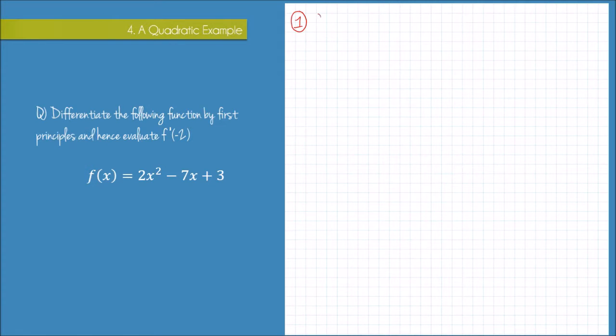Step 1 is to evaluate f of x plus h. So as we saw in the last example, that just means we take our function and we replace x with x plus h. So in these brackets here, I'll have x plus h. So let me just simplify out that expression.